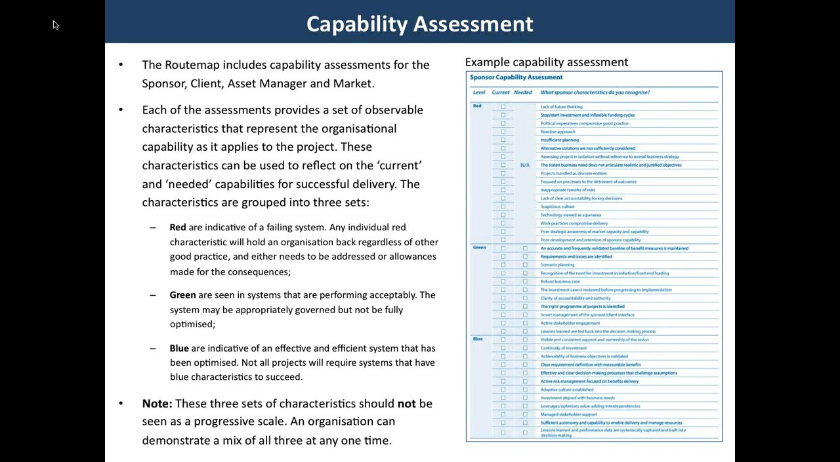It is important to remember that these 3 sets of characteristics should not be seen as a progressive scale. They are snapshots of the systemic capability, or they can be seen as representative of typical vulnerable, managed, and optimized organizations. Remember, an organization can demonstrate a mix of all 3 at any one time. For example, a client organization could have the red characteristic of blurred governance structures while still demonstrating the blue characteristic of informed use of competition. They, however, are unlikely to maximize the full benefit from what they're trying to do without addressing that anchoring characteristic first.